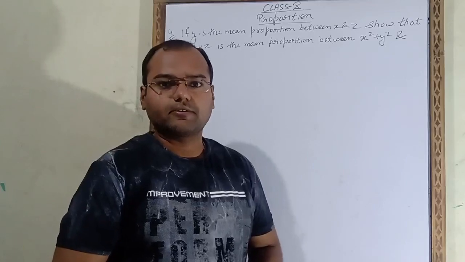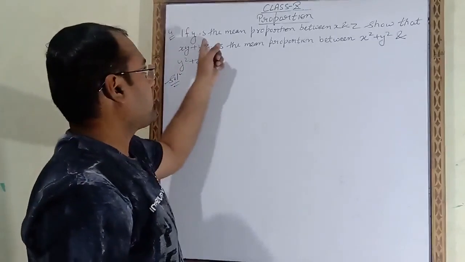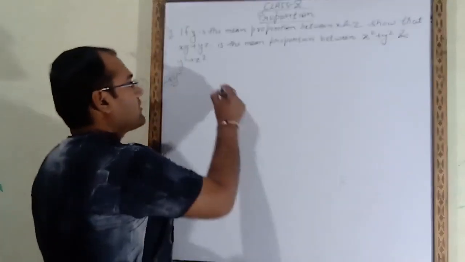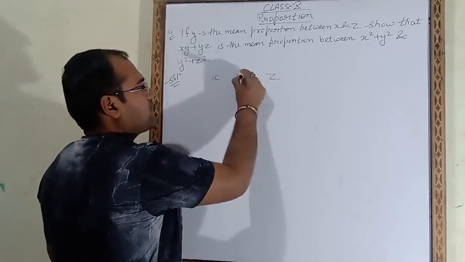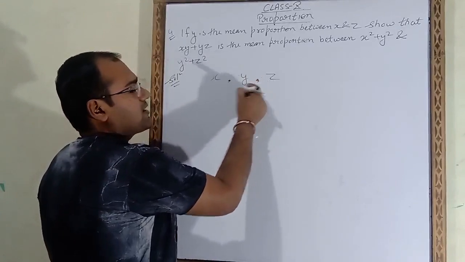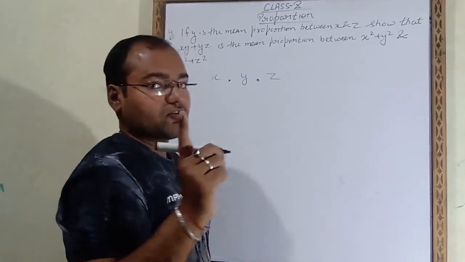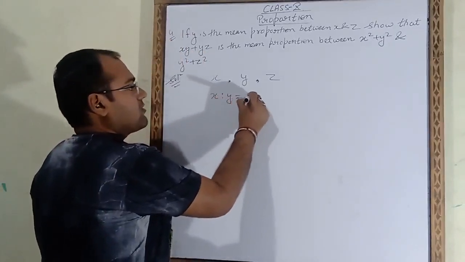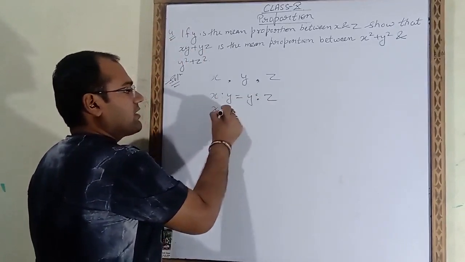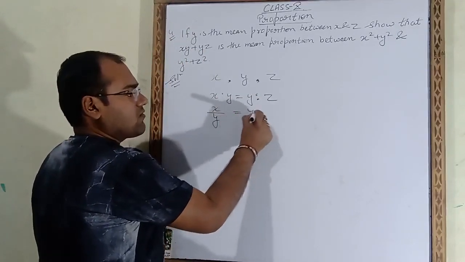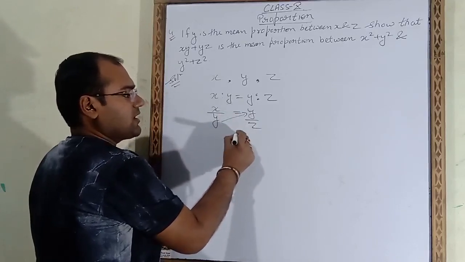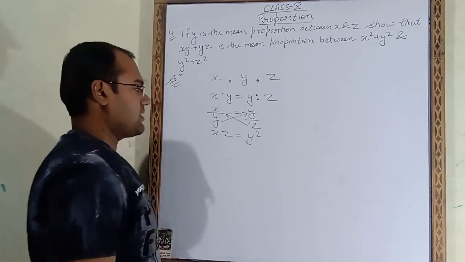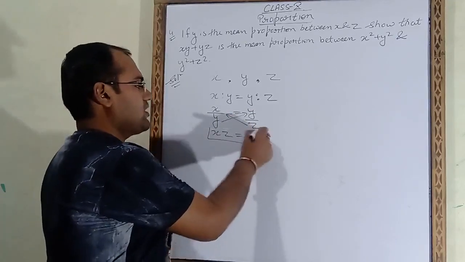Now see question number 9. If y is the mean proportion between x and z, what is the meaning of this? Between x and z, the y term is coming and he said y is the mean proportion. So here we have to use that continued proportion formula. X ratio y is equal to y ratio z. When we write it in upon form, x upon y is equal to y upon z. This y we will bring here, so this will become y square. Z we will bring here, so this will become xz. That means y square is equal to xz.